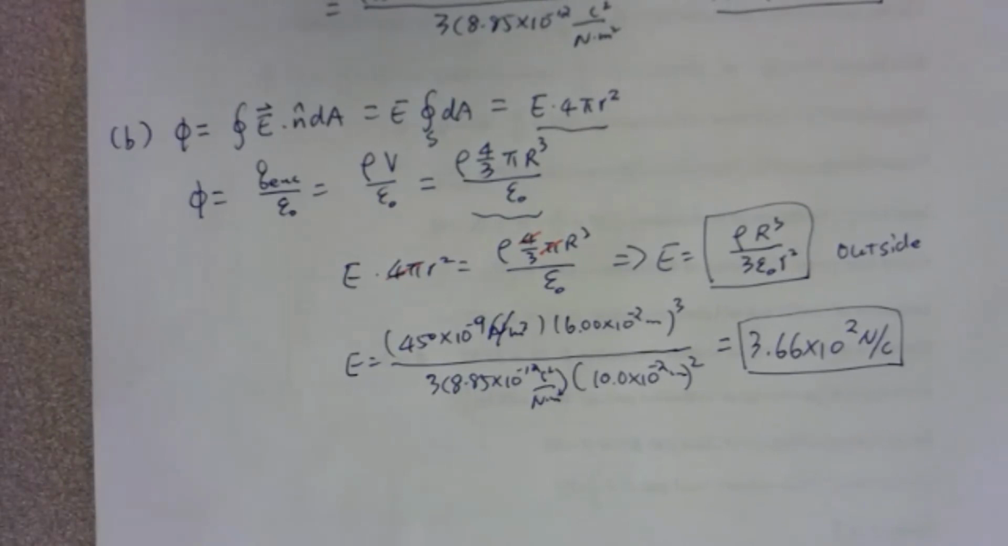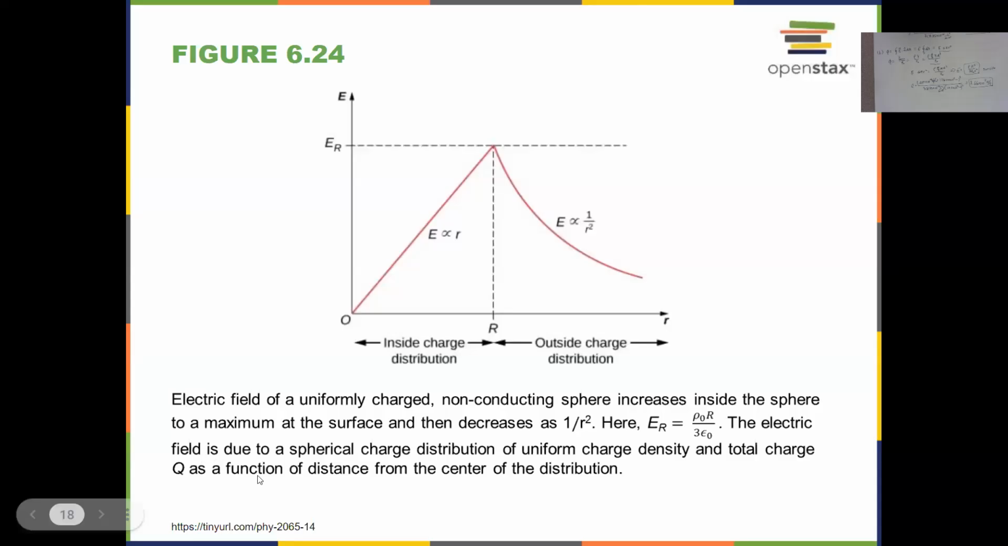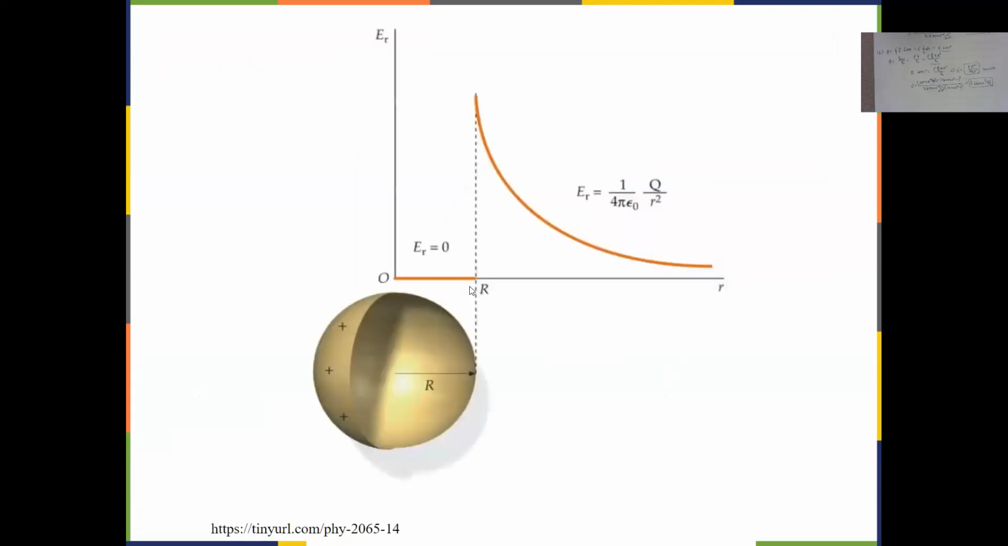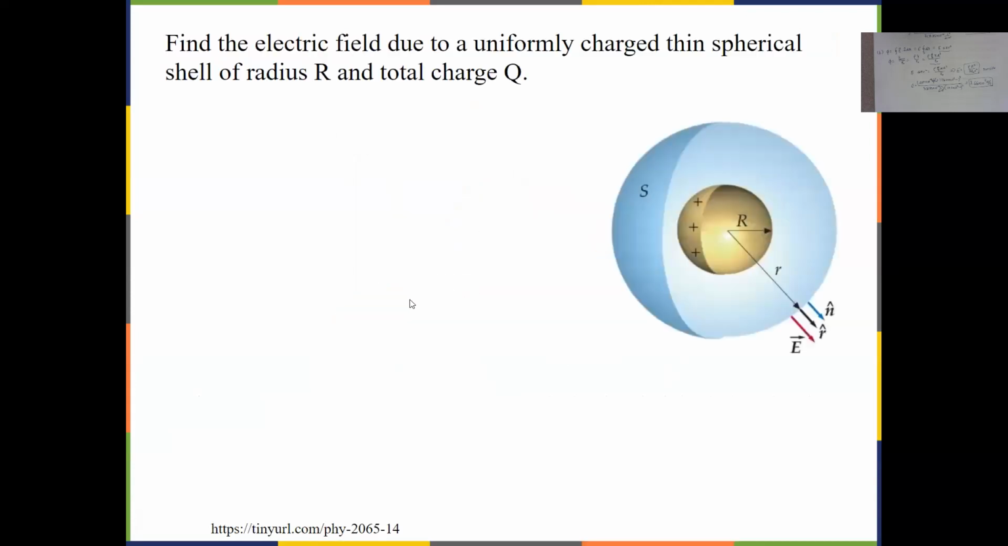Going back to the slide. If you plot the example we had, you'll get that inside is proportional to r, so a linear relationship. Outside is inversely proportional, so it goes down. We'll quickly look at a different example here. In this case, you have a spherical shell. For a thin shell, all the charges will be on the surface.